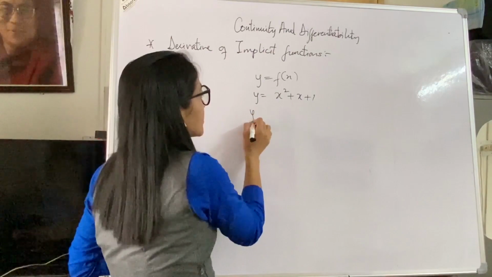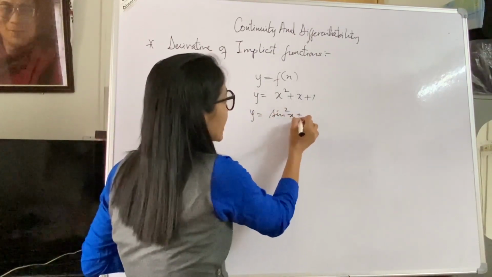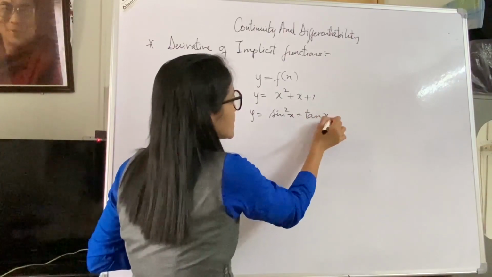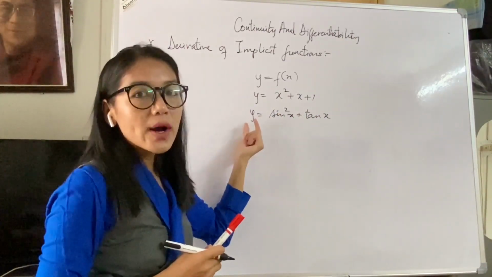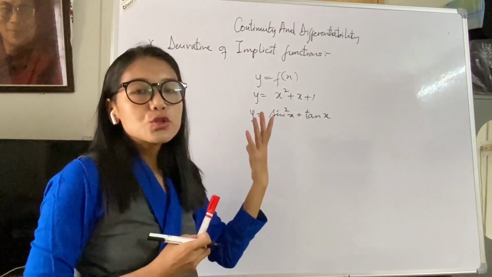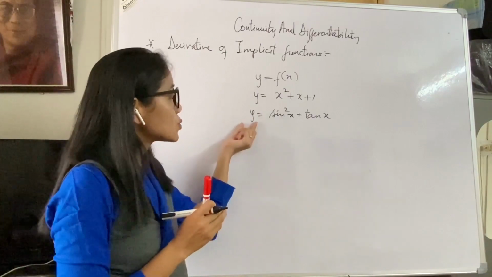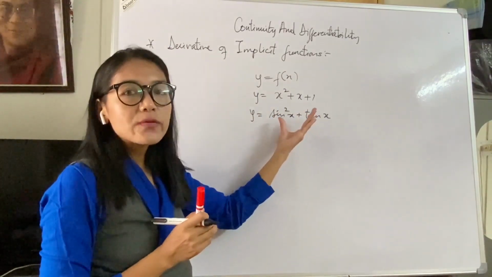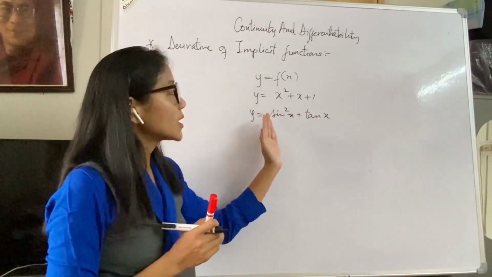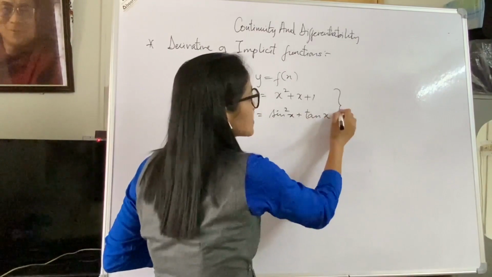Similarly, if I consider y is equal to sine squared x plus 10x, right? So this is again a function where we are expressing y in terms of x. Okay, so every function in which you can keep y at one side and all the other terms, which are in terms of x and constant terms, on the right side, such functions are called explicit functions.